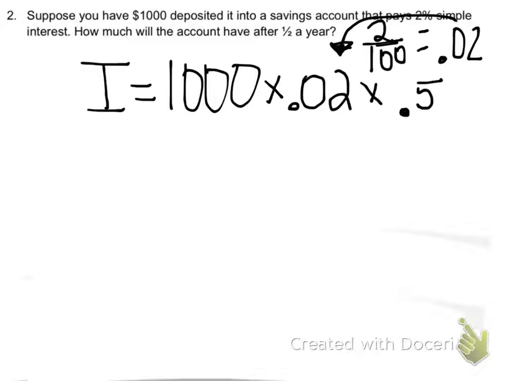Hey, if you're sneaking a peek, is this the equation you set up? We've got $1,000 for our principal, 0.02 will be our rate, and hey, check this one out. I actually use 0.5 because 0.5 is equivalent to half a year. All right, go ahead, pause this again, throw it in your calculator, and we'll see you in a second.